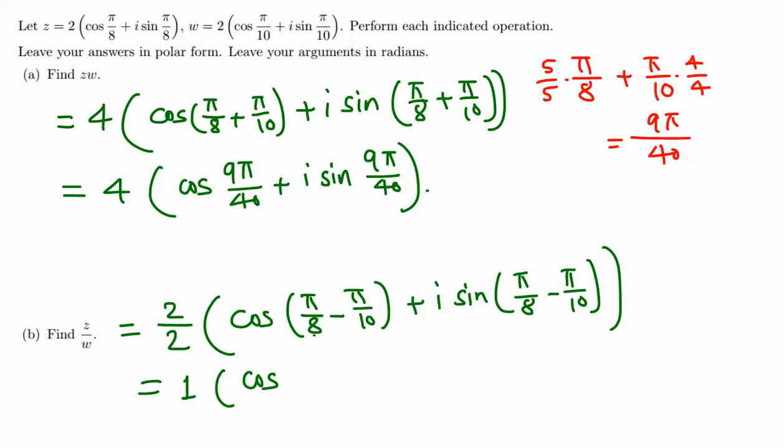Cosine of pi over 8 minus pi over 10, so basically the same thing, but this is negative. So 5 pi minus 4 pi is just 1 pi, or just pi over 40, plus i sine, same thing, pi over 40. Final.